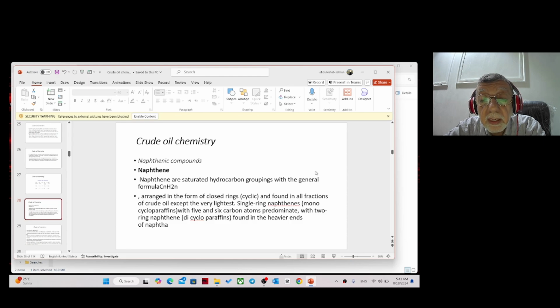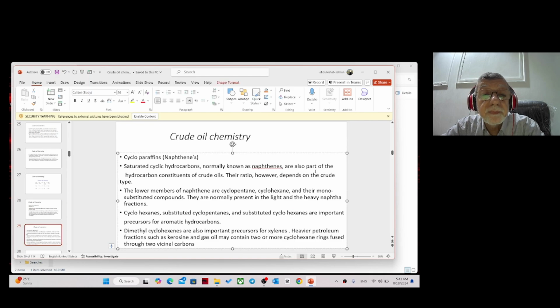Single ring naphthenes, monocycloparaffins, with 5 and 6 carbon atoms predominate, with 2 ring naphthenes, dicycloparaffins, found in the heavier ends of naphtha. Cycloparaffins, which are called naphthenes, saturated cyclic hydrocarbons, are also part of the hydrocarbon constituents of crude oil. The ratio, however, depends on the crude oil type.